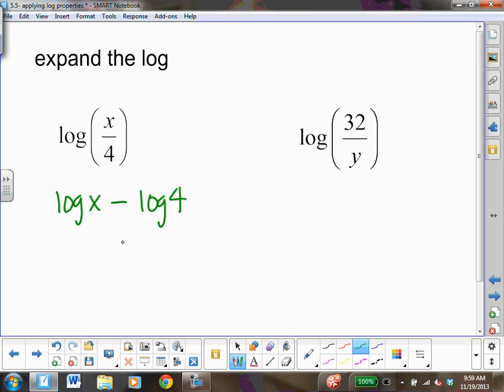And again, if I could simplify either of these logarithms, I should. But in this case, I can't. In the next one, I have the log of 32 minus the log of y. Notice in each one of these examples, the numerator has to come first.